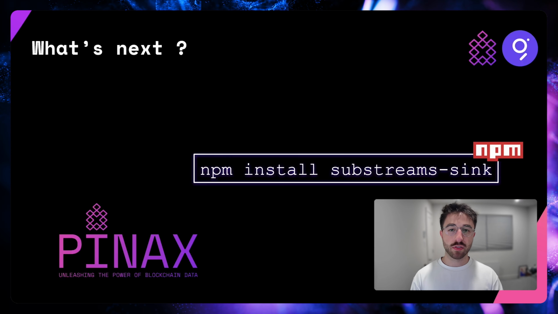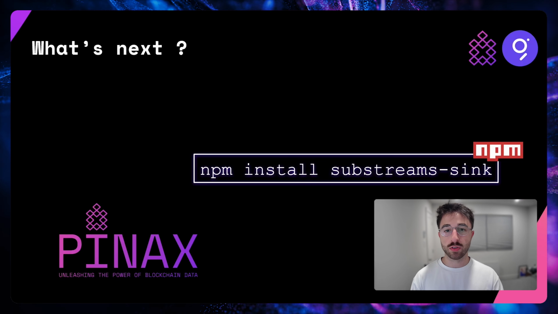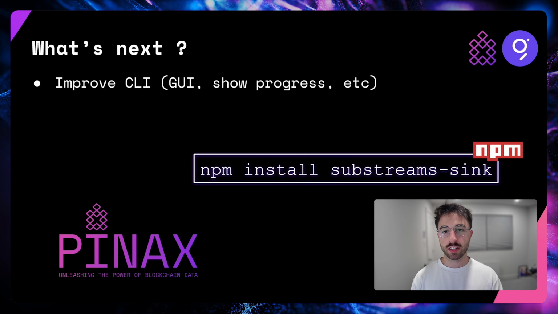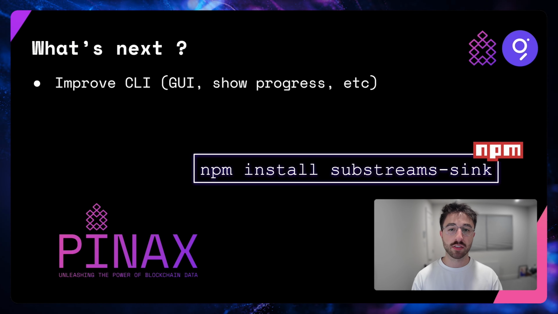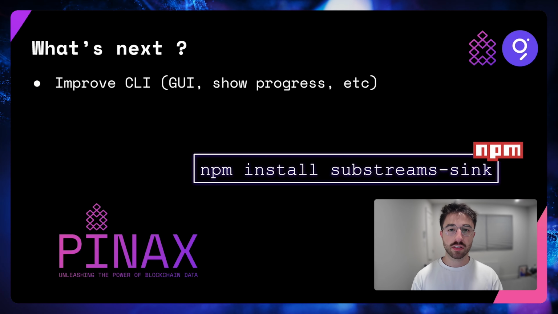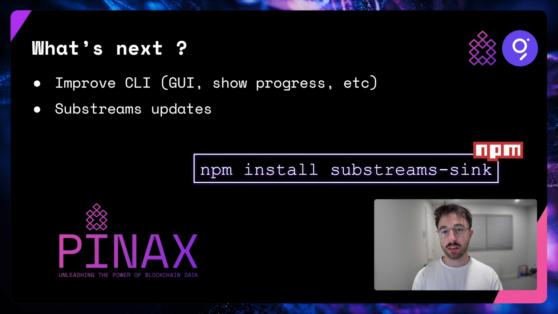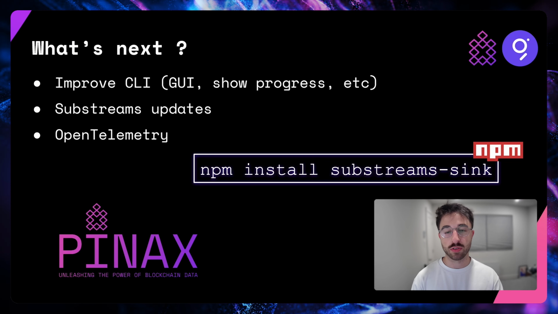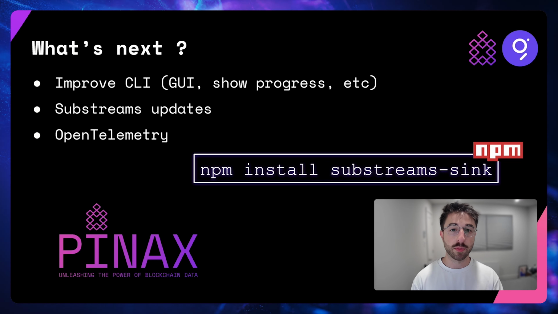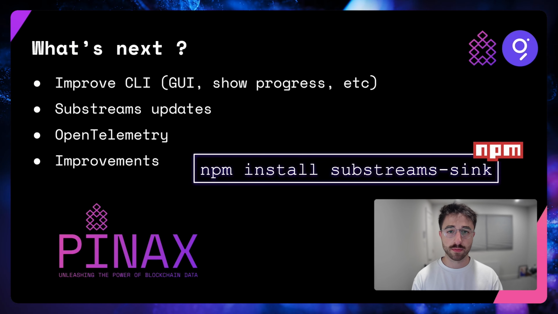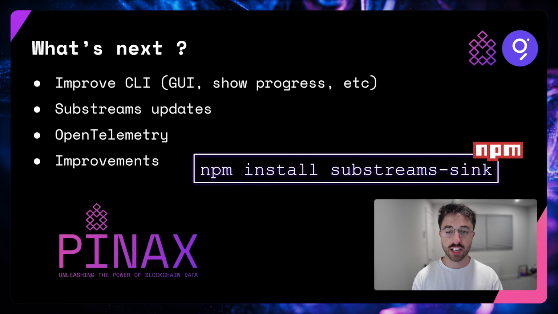So the next steps for the Substream Sync library would be to improve the CLI by showing the processing progress and also add more visuals. Also keeping it up to date with the Substream stack evolving. Also possibly integrate OpenTelemetry into the library. And some other improvements, for example, with the logging and other functionalities.